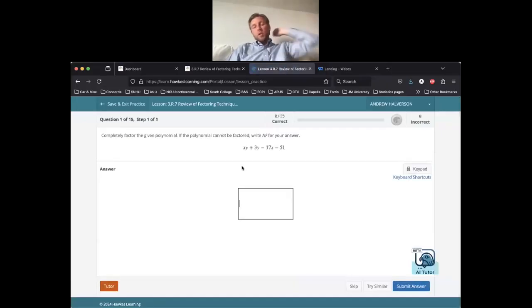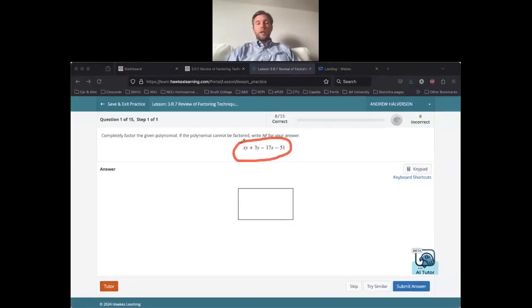So remember the different types of factoring methods. You could always look for the greatest common factor. If it's two terms, you look to see if the difference of two squares can apply. If it's three terms, you look for one of the trinomial methods, the AC method or something like that. And if it's four terms, then you look for the grouping method. So we have four terms here, and the one you would want to apply is the grouping method.